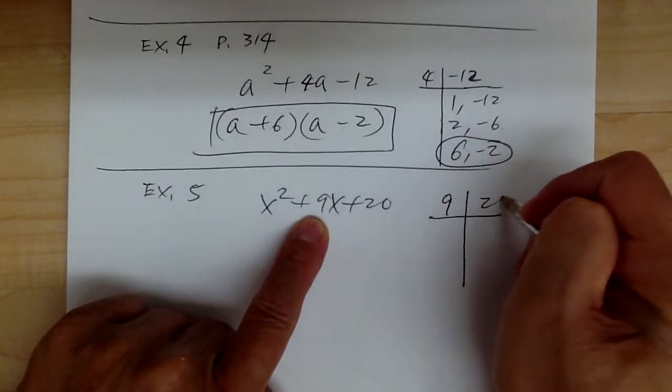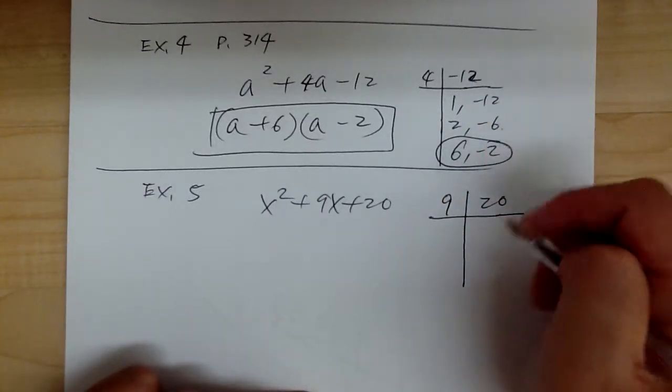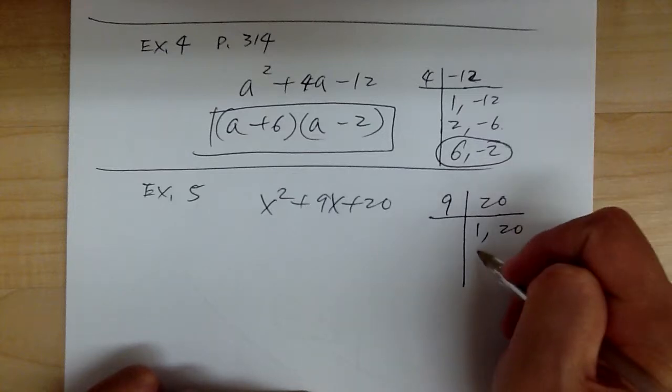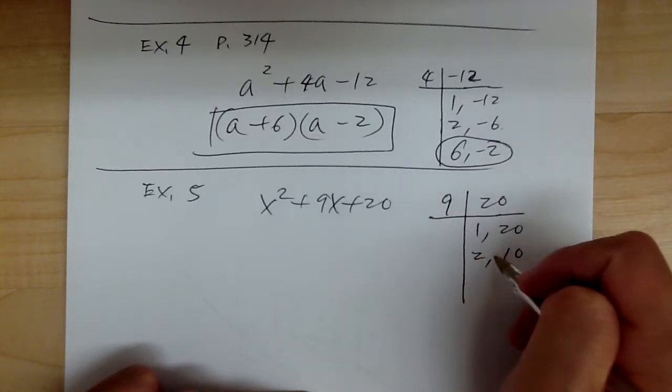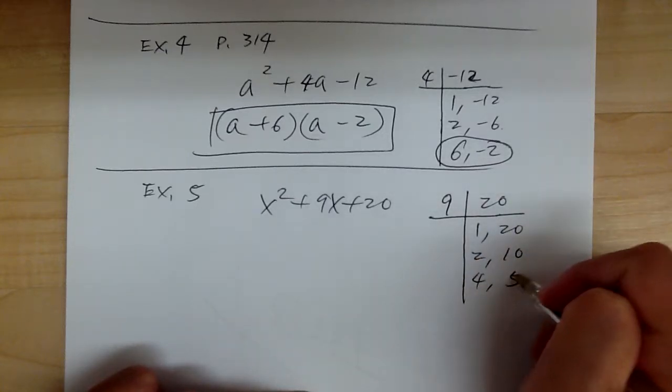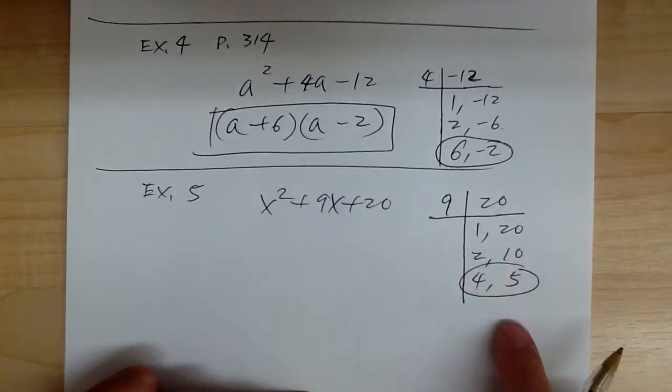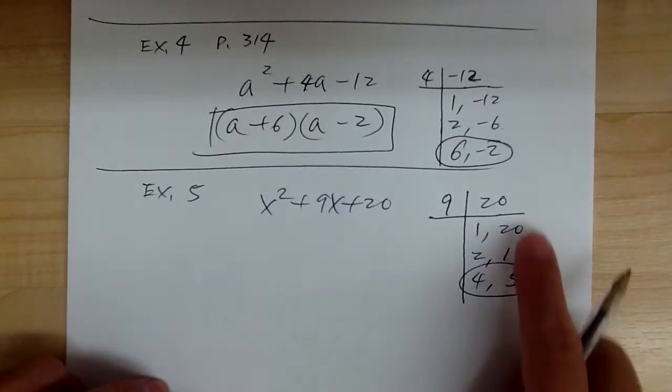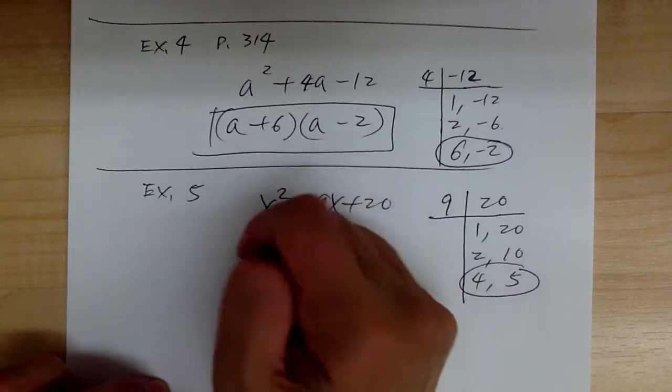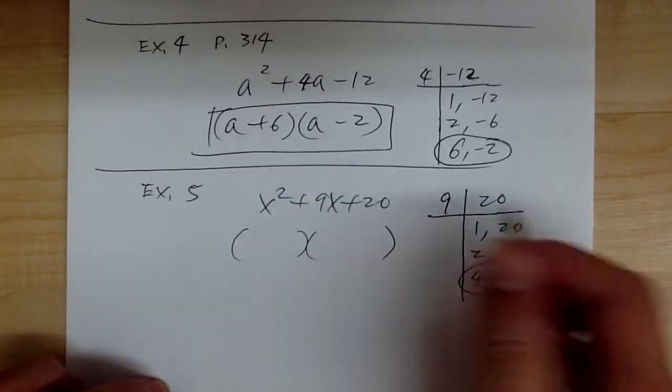So you get 9 and 20, right? So you can just start with 1 comma 20, 2 comma 10, 3 cannot, so 4 comma 5, right? So 4 times 5 gives you 20, 4 plus 5 gives you 9. Okay? So this is the correct combination.